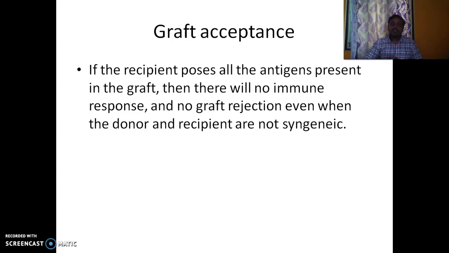So here in graft acceptance, we need to choose the graft such that all the antigens are available with the recipient. Only in this case will there be no immune response. When there is no immune response, there will be no graft rejection, which means the recipient's body has accepted the graft from the donor. It doesn't even need to be a syngeneic one. Even in a non-syngeneic case, this can happen. This process of accepting the graft in the recipient, we call graft acceptance.